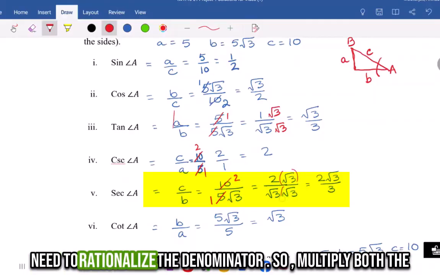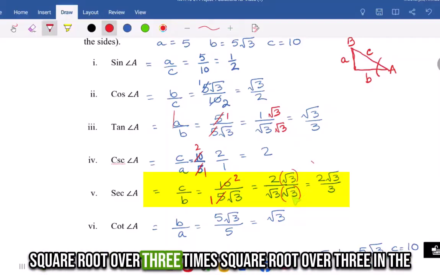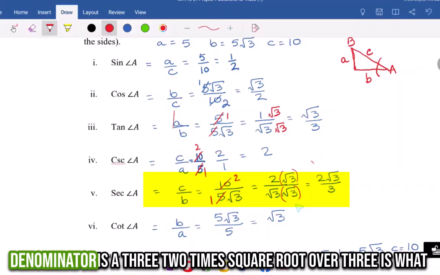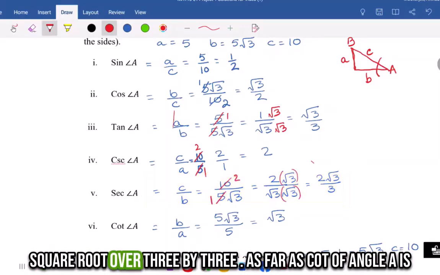However, we need to rationalize the denominator. So multiply both the denominator and the numerator by square root over 3. Square root over 3 times square root over 3 in the denominator is a 3. 2 times square root over 3 is what we have in the numerator. So the final answer is 2 times square root over 3 divided by 3.